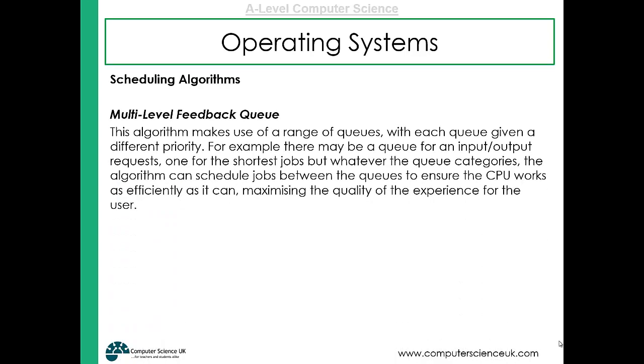And then you've got the multi-level feedback queue. So this algorithm makes use of a range of queues, each queue given different priority. So it might be there's a queue for an input-output request, one for a shortest job, but whatever the queue categories, the algorithm can schedule jobs between the queues to ensure that the CPU is working as efficiently as it possibly can and maximizing the quality experience for the user.